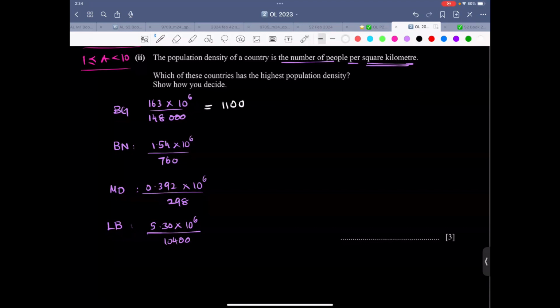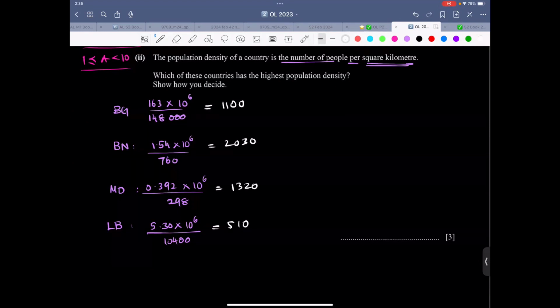The first one is 1100. You can also double check it. The second one is 2030. The third one is 1320. The fourth one is 510. Now let me again grab my calculator. Let me look at the mean values. So 163 divided, my bad, 163 divided by 148. That is this thing, that's good enough. And these are rounded off values, so it doesn't make a difference. 1.54 divided by 760. Yes, that's also good.